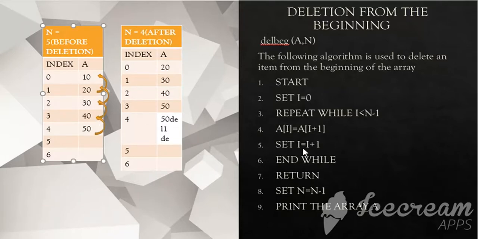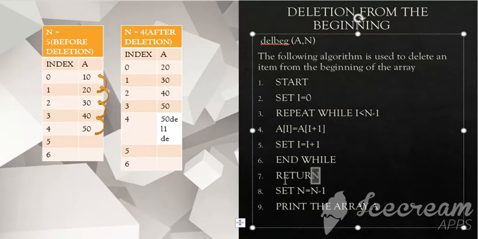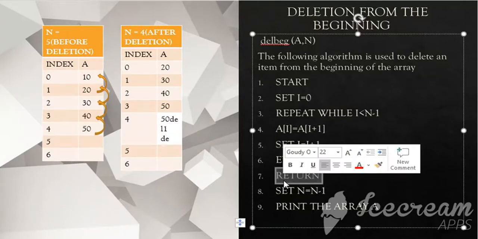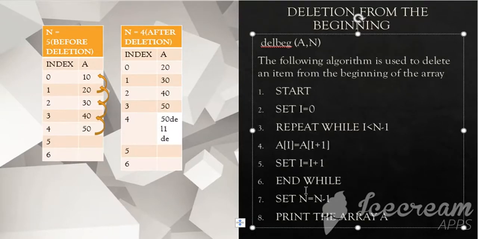And again I gets incremented to 4. 4 less than 4, condition is false. So the loop will not be continued anymore, and the program control will be taken to the next step. Sorry, return is not here. Step 7. And then what happens?